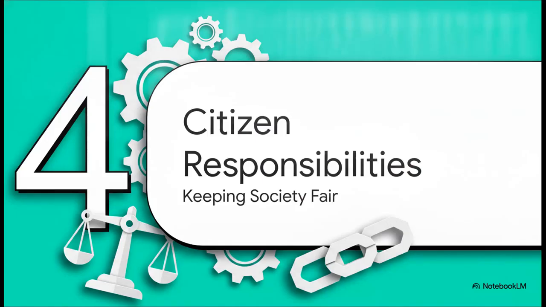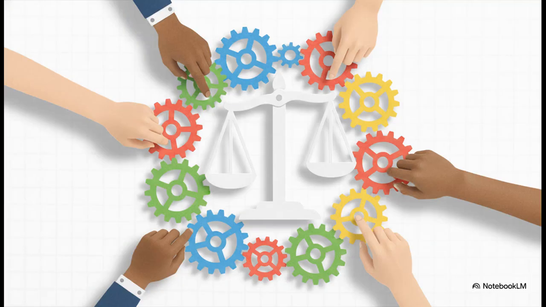Which leads us to Section 4, the responsibilities of citizenship and keeping society fair. So we've talked a lot about virtue, which, as we established, is often voluntary. But it's important to remember that rights and responsibilities always go hand in hand. Citizenship carries essential duties that keep society organized and fair. It's a bit of a reality check that freedom isn't free. And I don't just mean historically, I mean in a daily practical sense. It requires continuous maintenance from every single one of us.